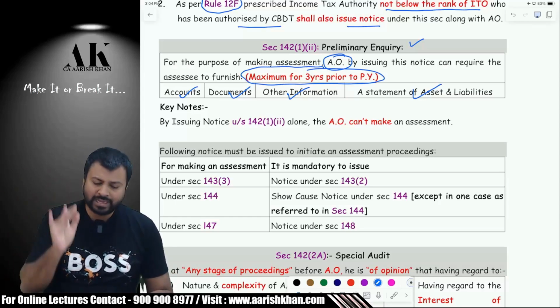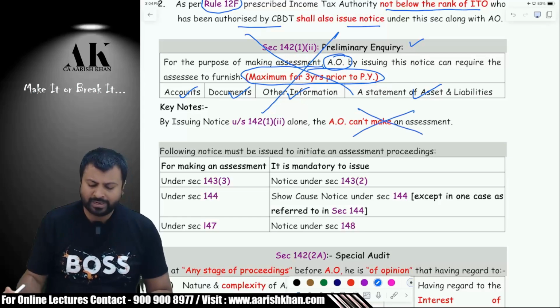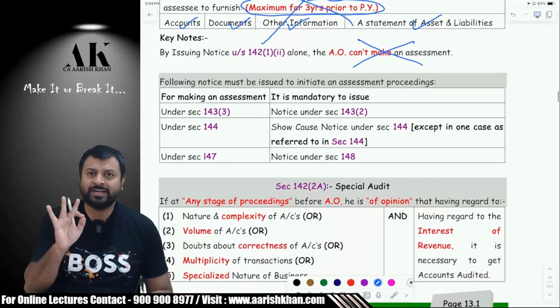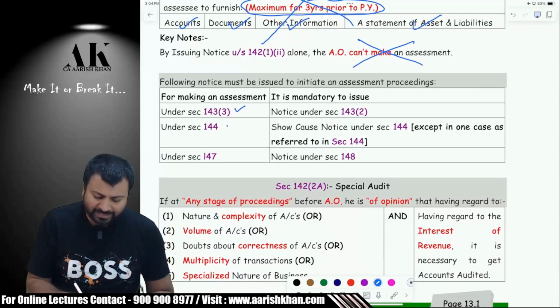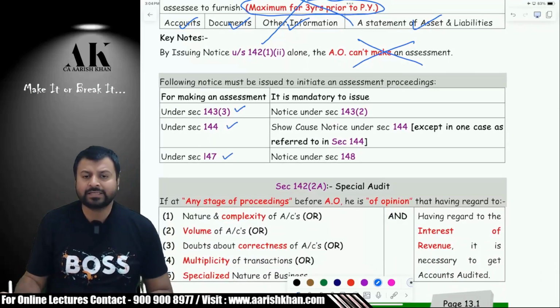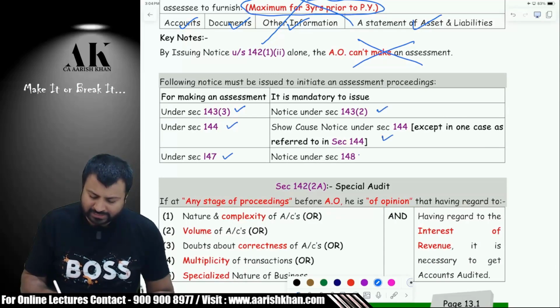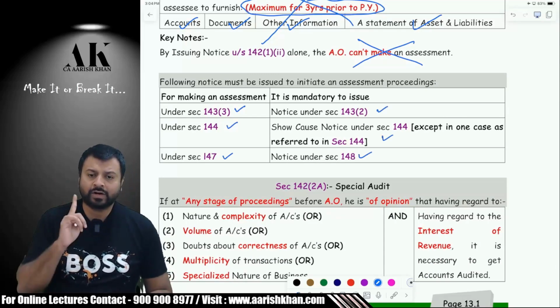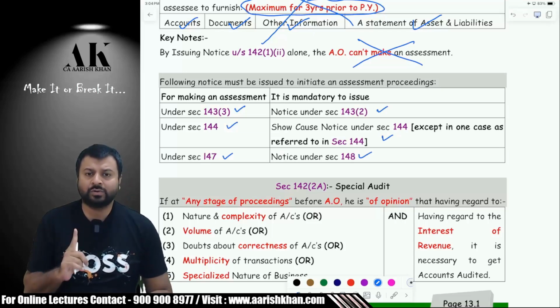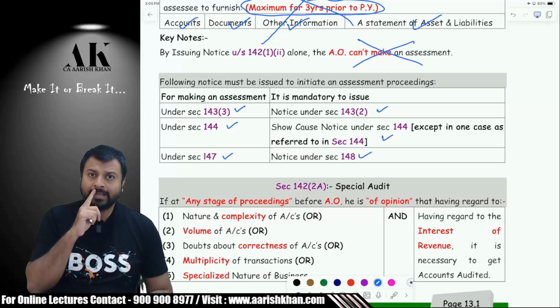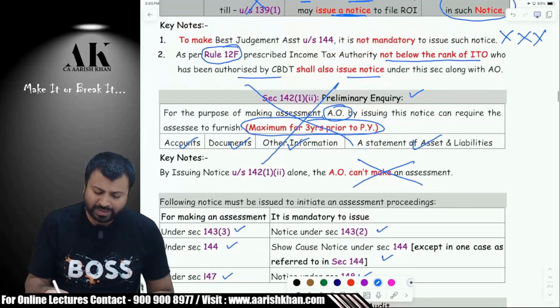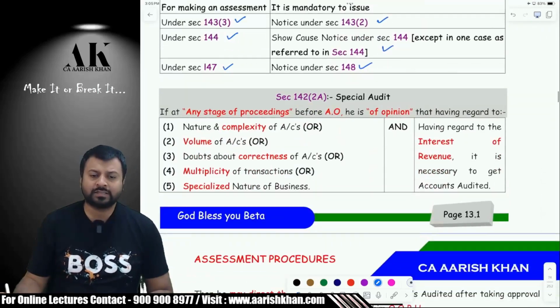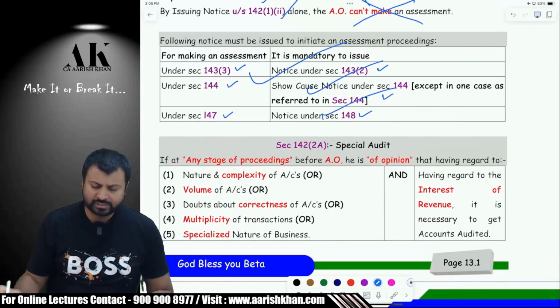Okay, now with the help of this notice, he cannot make assessment. If he wants to make assessment under 3 different sections, that is regular assessment, best judgment assessment, and income escaping assessment, he has to send these notices which are mentioned on the right hand side. For regular assessment, he has to send a scrutiny notice. For best judgment assessment, he needs to send a show cause notice under 144, and for income escaping assessment, he needs to send a notice under 148. 142(1) is not necessary to start an assessment. To start an assessment, these notices are important.